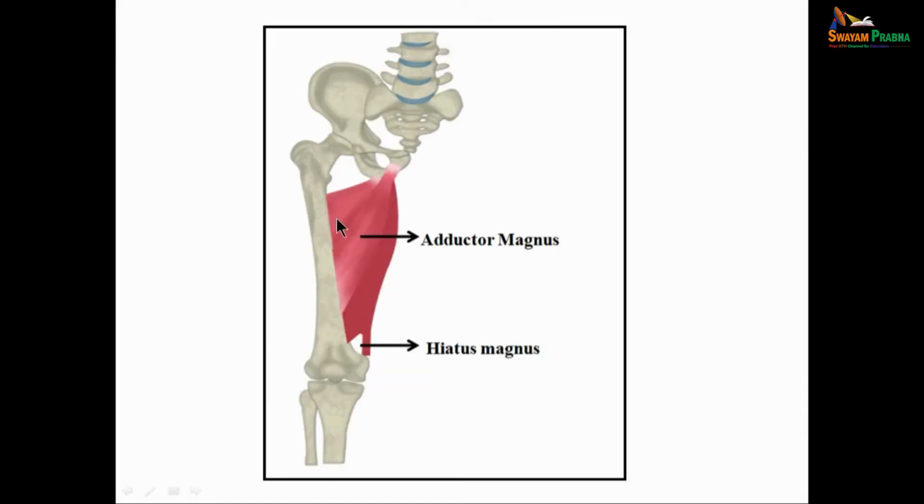The adductor magnus muscle presents a small opening in the lower aspect, and that is called the hiatus magnus. It is through this opening that the femoral artery enters the posterior aspect of the thigh and then continues as the popliteal artery in the popliteal fossa.